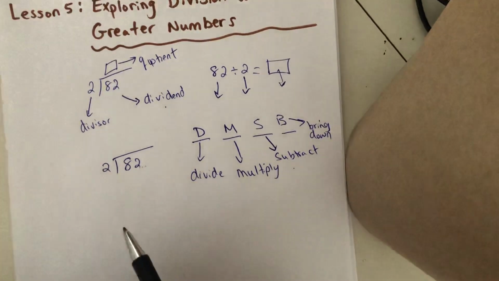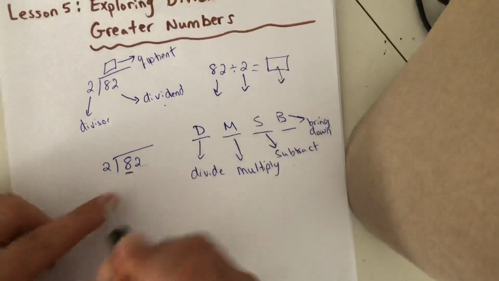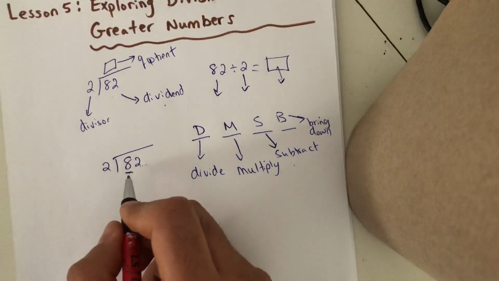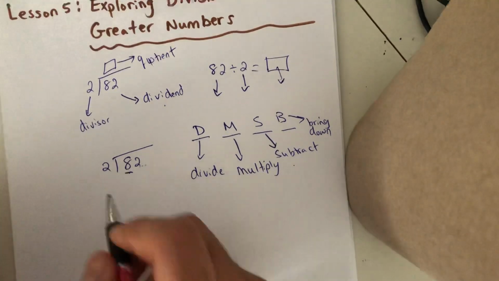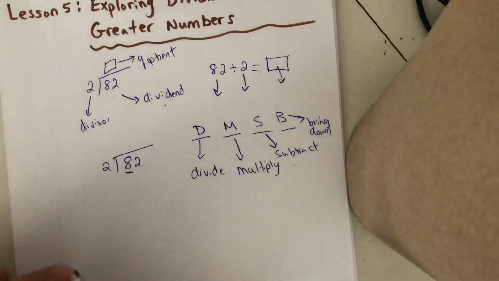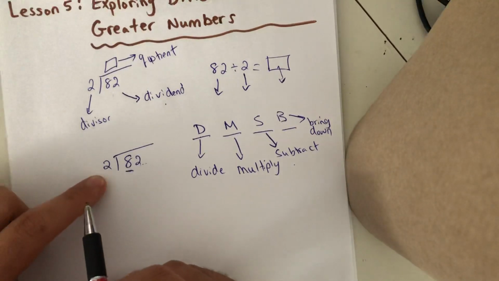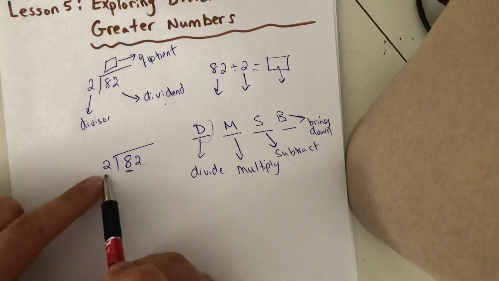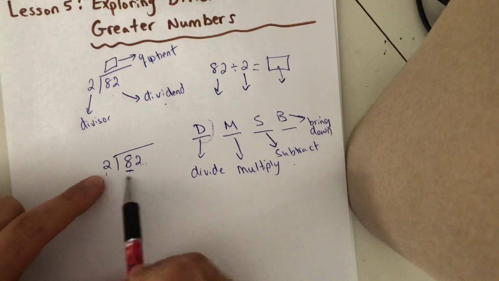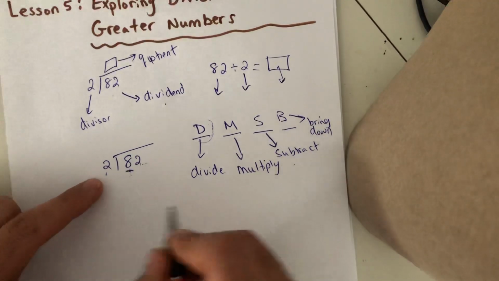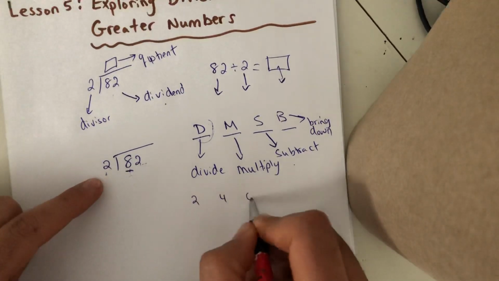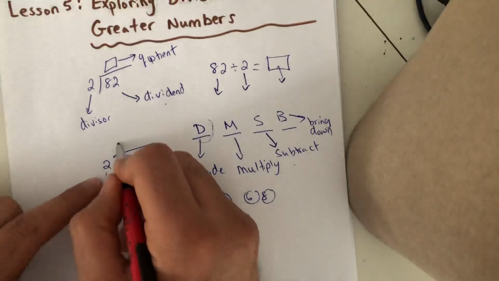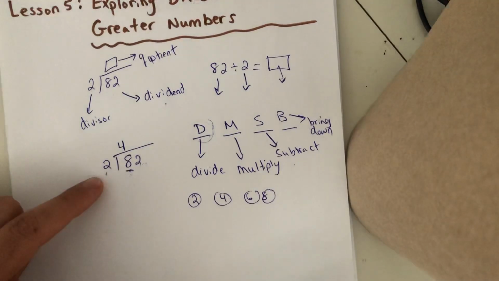So we have 82 divided by 2. We always work with the first number first, and then we move on. If we cannot work with the first number by itself, we would have to use both, but for now we can. So I'm working with step number 1, divide. How many times can 2 go into 8? 2, 4, 6, 8. It can go into 8, 1, 2, 3, 4 times.